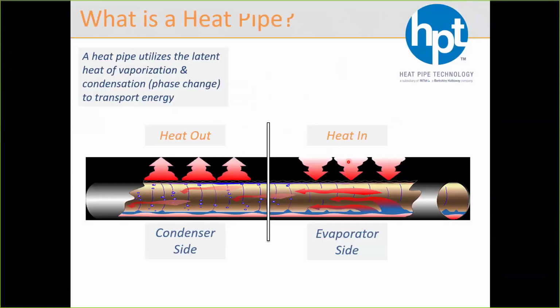All right, so moving along. So what is a heat pipe? Again, for those of you who aren't familiar, it's fairly straightforward technology. It's been around since the 60s. NASA actually developed the heat pipe for the space industry. Basically, a heat pipe is a closed vessel.